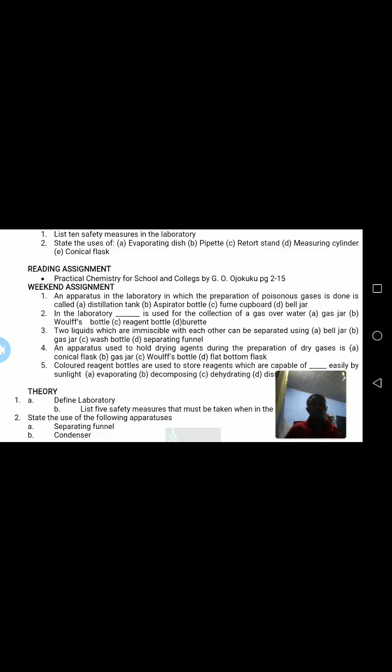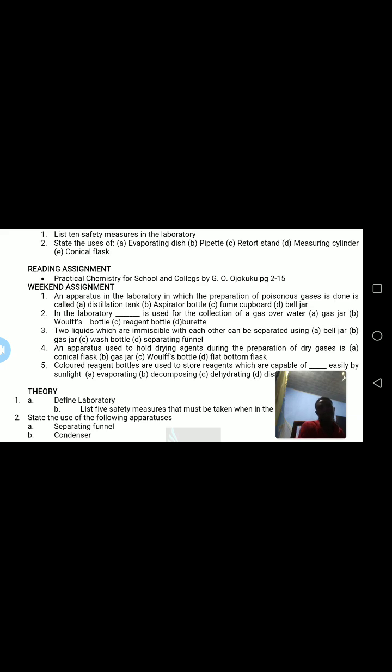Number 1. An apparatus in the laboratory in which the preparation of poisonous gases is done is called dash. So the apparatus that is used to carry out preparation of poisonous gases is called what? A. Distillation tank. B. Aspirator. C. Fume cupboard. D. Bell jar. So what do you think the answer is before I tell you mine? Hold your answer to yourself. If the answer matches with mine, we know that you understand. So what is your answer?